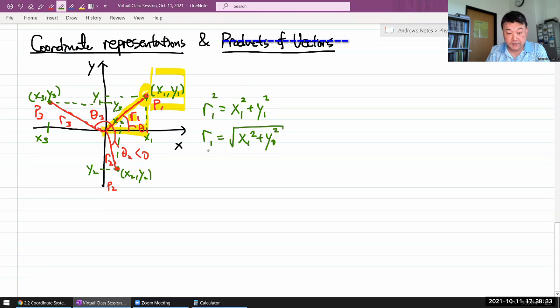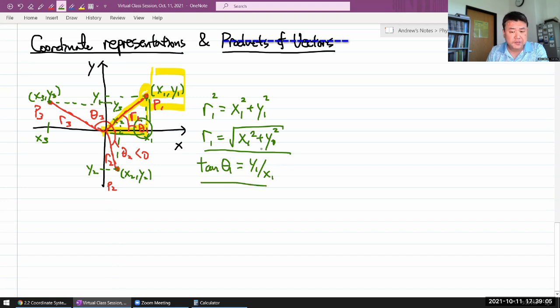So that's the distance, comes from Pythagorean theorem. And as for the angle, the most common way we express these angles is through the trig expression. So tangent of the angle is the opposite side over the adjacent side. It involves only the components that you already know. So we can say tangent of theta 1 is y1 over x1.